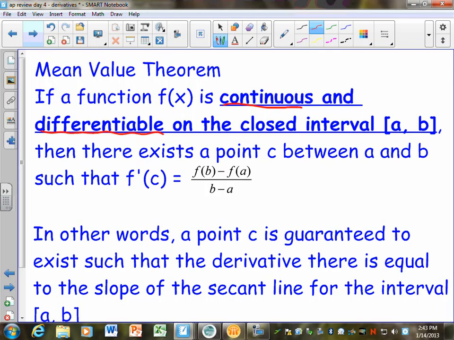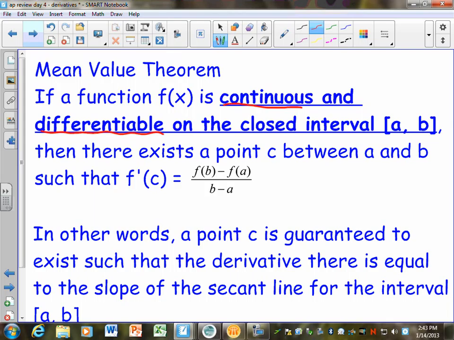It says a point c is guaranteed to exist such that the derivative there is equal to the slope of the secant line. Another way to say that is the instantaneous rate of change is equal to the average rate of change, or the instantaneous velocity is equal to the average velocity. And so that comes up every now and again on a free response. I believe there was a multiple choice question on the take-home test, number 1, that just was like, which one of these is guaranteed to be true? And it was basically stating the mean value theorem.